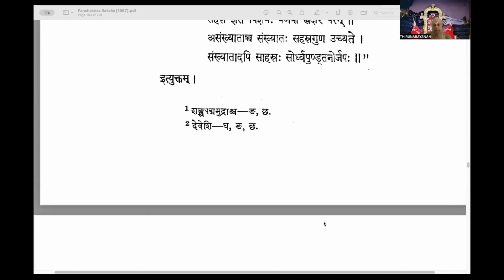So, sa urdhva pundra tanoho, tanu meaning body. In the body, it is not possible with hair, therefore you must have a tuft. Your forehead, rather the front part of your head, should be empty without hair. It should have been shaven. That is why the tuft is recommended.